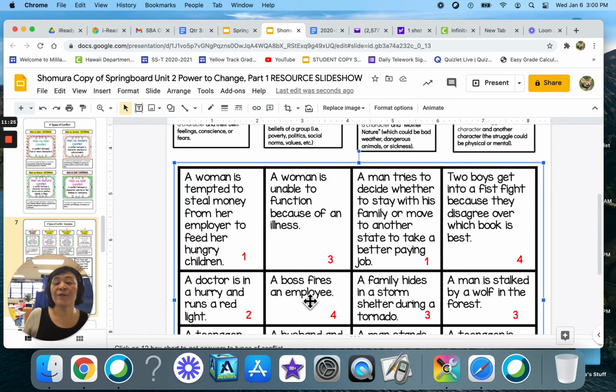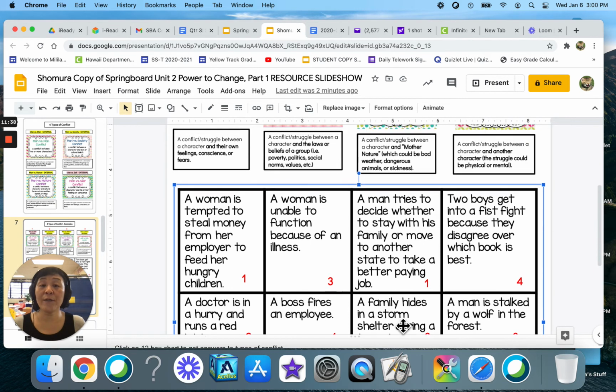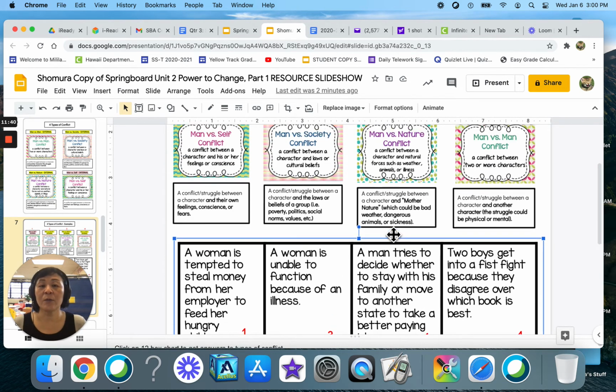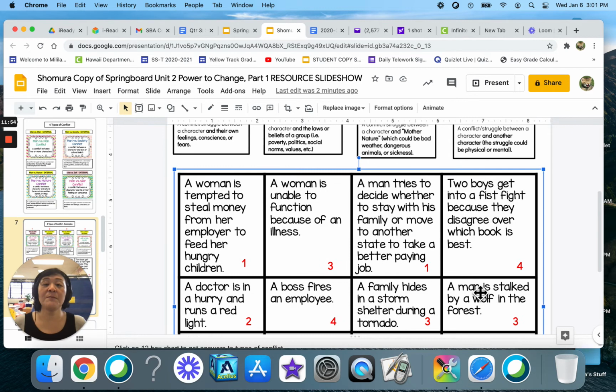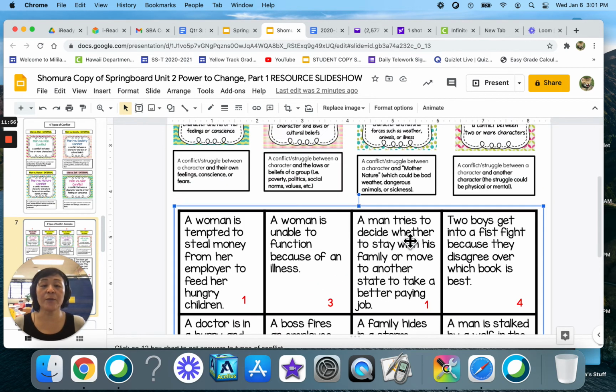Next, a boss fires an employee. It's a person versus a person. So that is man versus man. Next, a family hides in a storm shelter during a tornado. Remember, tornado is weather. So if it's a person going against weather, it's man versus nature, 3. Next, a man is stalked by a wolf in the forest. It's an animal. So it is man versus nature, number 3.